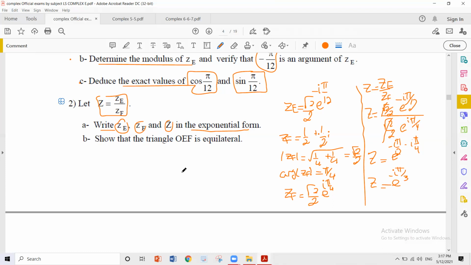It is done, Haikaz. Yes it is. How to show triangle OEF is equilateral? How to prove triangle OEF is equilateral?